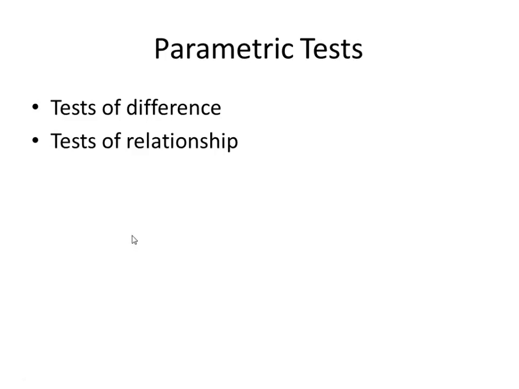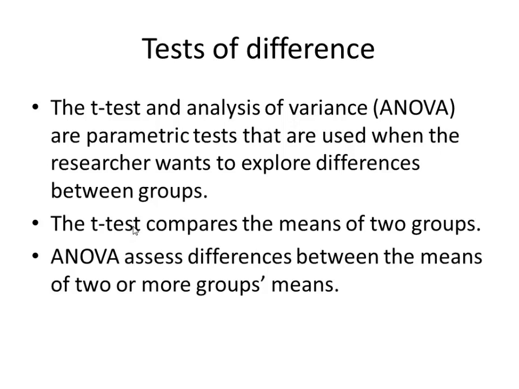We're going to begin with looking at tests of difference, including the t-test and the analysis of variance. And then later on, we'll look at parametric tests of relationship, including the Pearson product moment correlation and regression analyses. In terms of tests of difference, the t-test and analysis of variance are parametric tests that are used when the researcher wants to explore differences between groups. There are two different tests because they have different capability.